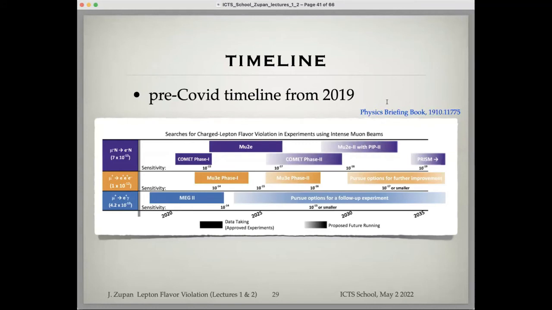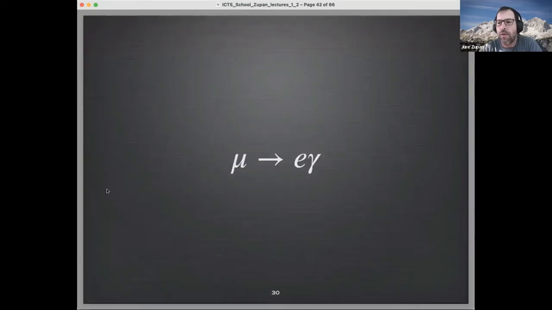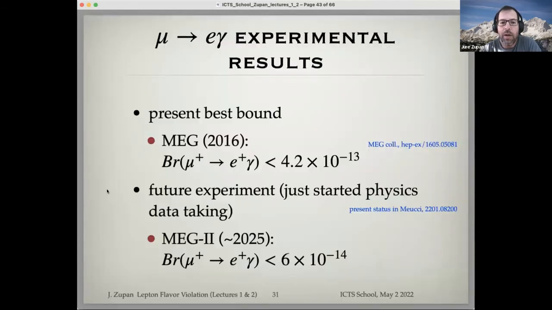Okay, so all right, so in this second part of today, I'll just go over these 3 observables, and we'll look both at the theory and the experimental side of it. So I'll just go over the 3 consecutively, starting with mu to e gamma.